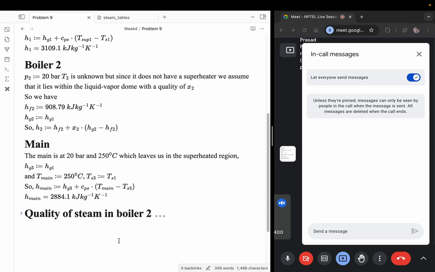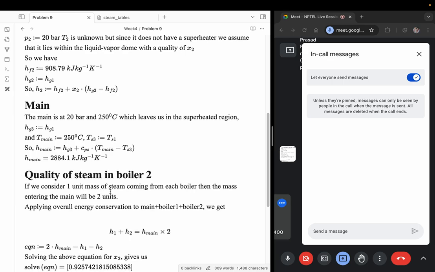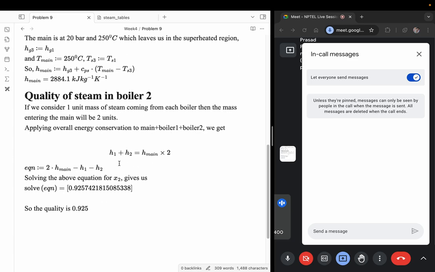So all you have to do is an energy balance. So m dot 1 H1 plus m dot 2 H2 is going to be m dot main H main. So what is m dot main? If you consider unit mass of steam coming from each boiler, then the mass inside the main is going to be 2 times that, because there are 2 inputs. So H1 plus H2 is going to be 2 times H main.